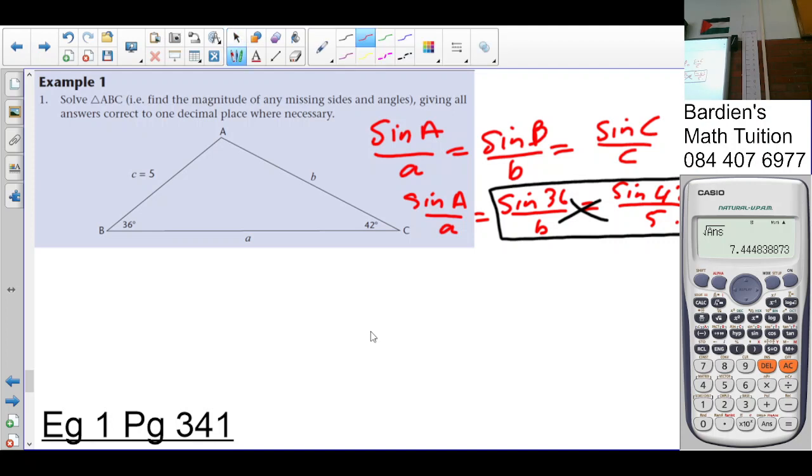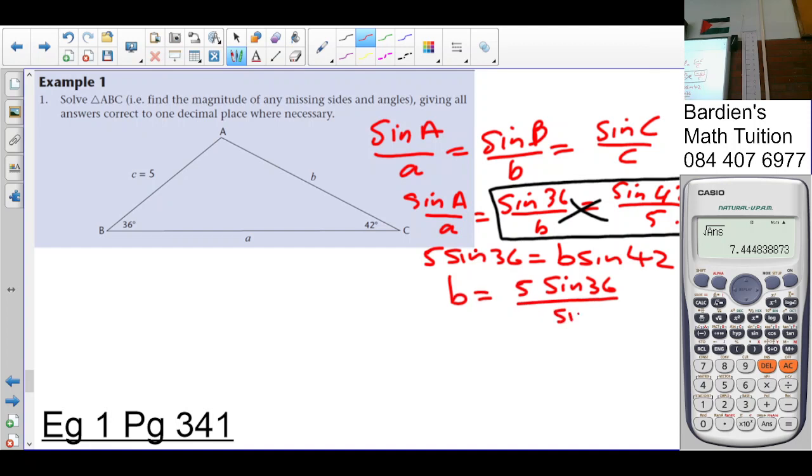We cross multiply, we get 5 sine 36 is equal to b sine 42. Divide by sine 42 on both sides. So b is equal to 5 sine 36 over sine 42. You all agree with that?